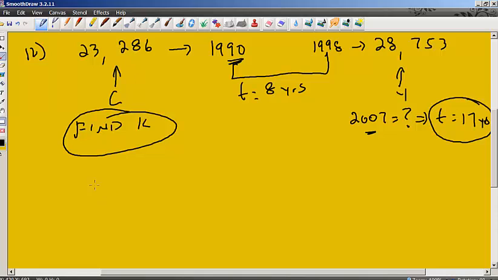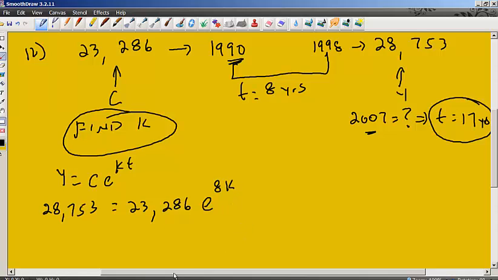Okay, so we're going to use Y is equal to C e^(KT). Plug in all the information I have. That means this turns into 28,753. Okay, and this is 23,286 e to the K, I don't know what that is, 8K. Okay, divide both sides by 23,286. So 28,753 divided by 23,286 is equal to e to the 8K.